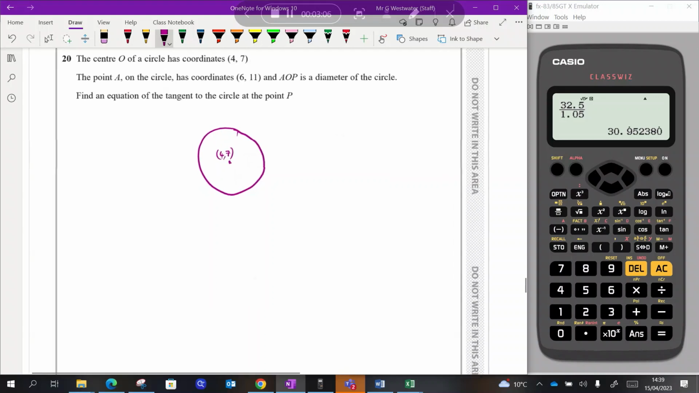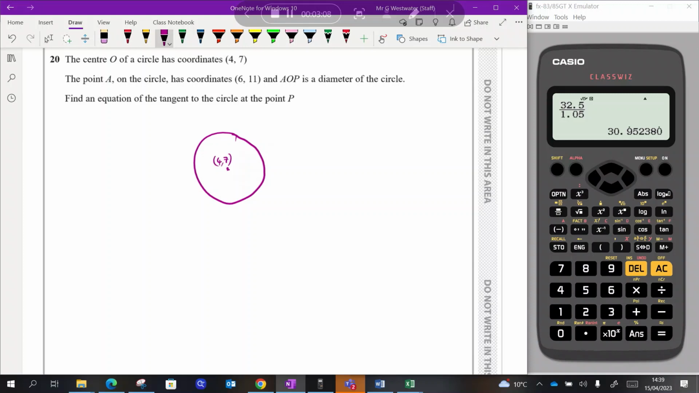And the point A on the circle has coordinates 6, 11. Okay, so that's going to be over here and up here maybe. 6, 11. This is the point A. This is O. And AOP, so AOP is the diameter. So P is going to be down here somewhere. Okay. Find an equation of the tangent to the circle at the point P.